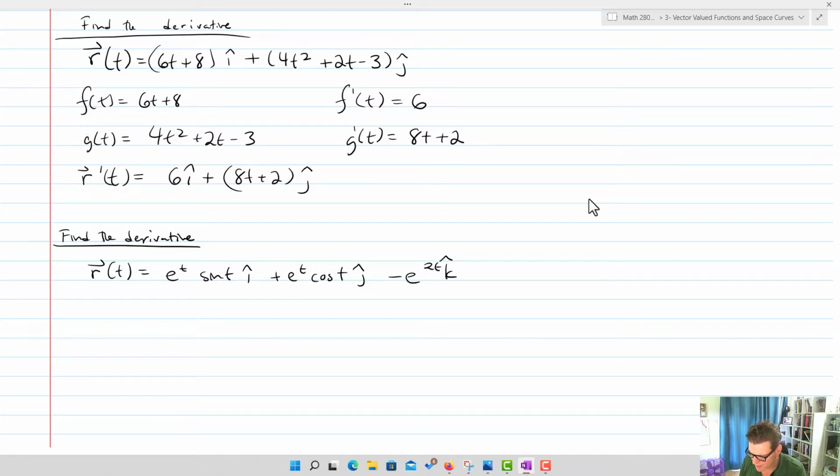Right? Great. Let's do another one just in case you didn't catch that. What we're going to do, we've got r of t here is equal to e to the t sine t i plus e to the t cosine t j minus e to the 2t k.